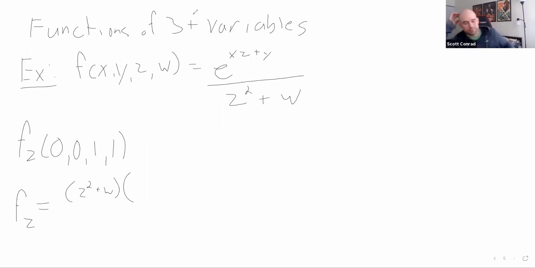Okay. So e to the xz plus y. We're treating x, y, and w, everything but z, as a constant. And we have e to the power, we're going to have to do a chain rule here. So e to a power, when you take the derivative, you get e to the same power. e to the xz plus y. And then we multiply that by the derivative of xz plus y with respect to z. What's the derivative of xz plus y with respect to z? Treating everything but z as a constant. Just x, right?